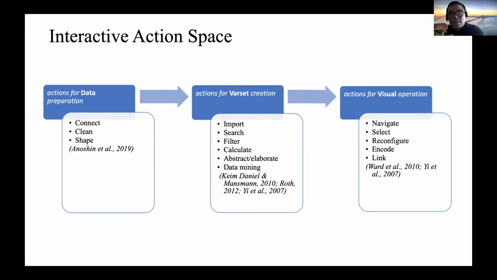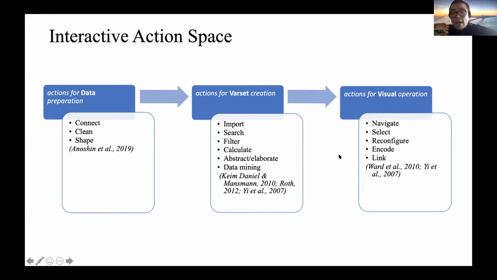The way auditors interact with the system is through different interactive actions. So we categorize those actions in the interactive action space. For each container, we classify different actions. For data, we have actions for data preparation. We have connect, clean, and shape. For var set, we have actions for var set creation. We have import, search, filter, calculate, abstract, elaborate, data mining. For visual, we have actions for visualization operations. We have navigate, select, recalculate, encode, and link. So reconfiguration, sorry.